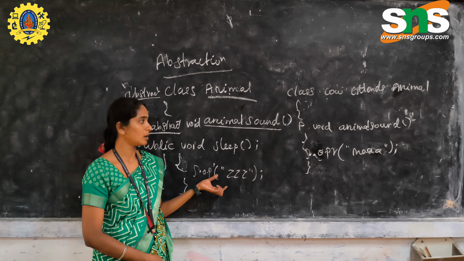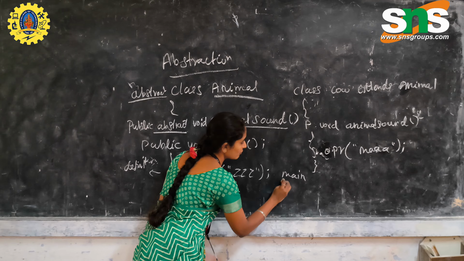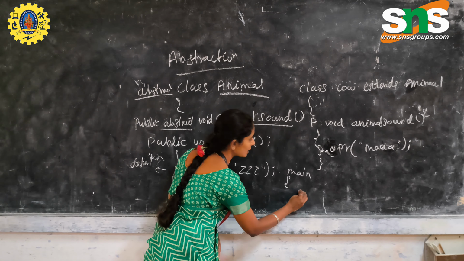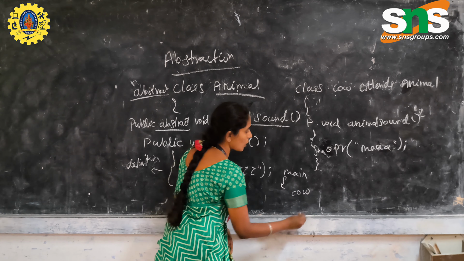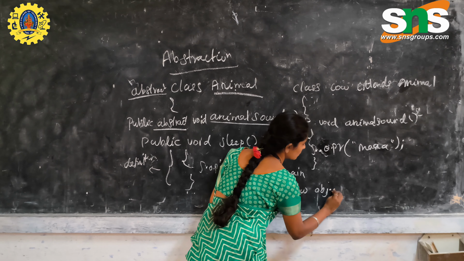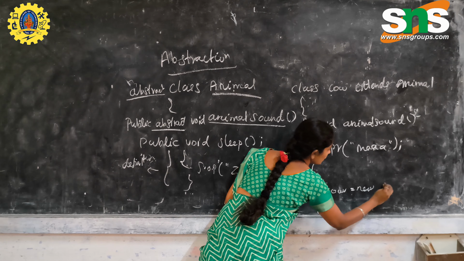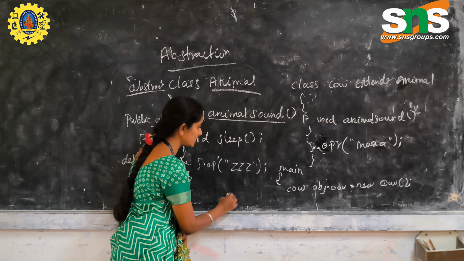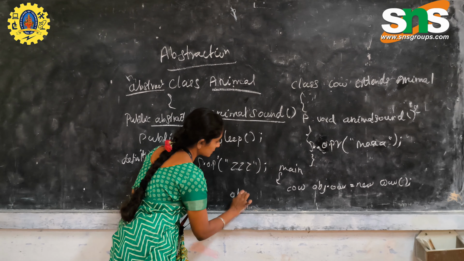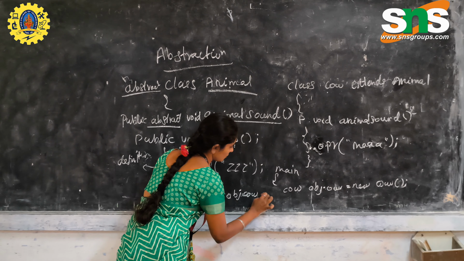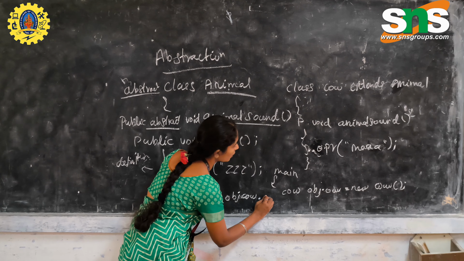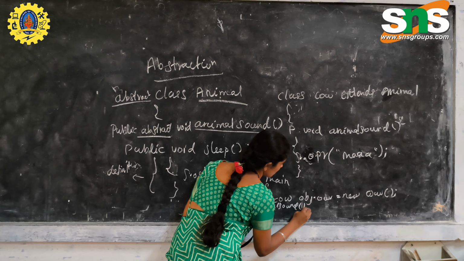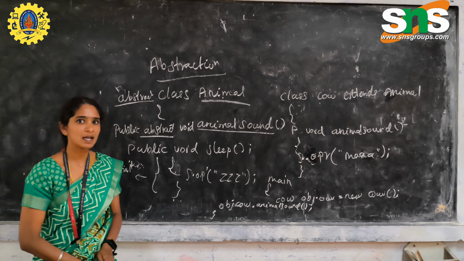I have created the main function. In that main function, I only create the object for Cow. My class name is Cow, so Cow object equal to new Cow. Then you call the function as object dot animalSound. So this is the abstraction.